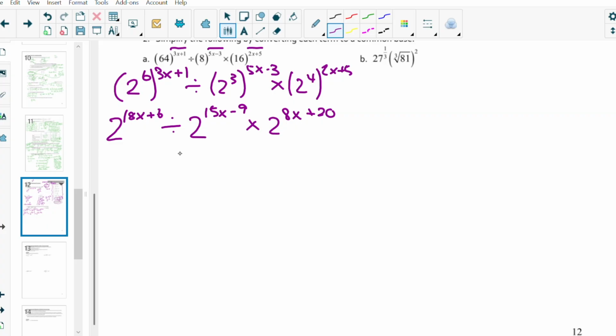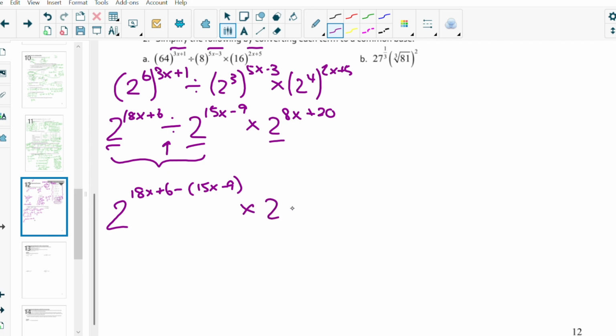Okay, product rule. When we have the same base, and we're dividing, we subtract the exponent. So let's do this. Order of operations, I'm going to do the division first, then I'll do the multiplication last. I'm going to combine the base, and then I subtract the exponent. So I'll show that in this step. This is only when I have the same base. Okay, that is 2 to the 3x minus the negative 9, that's plus 9. So that's 3x plus 15 times 2 to the 8x plus 20.